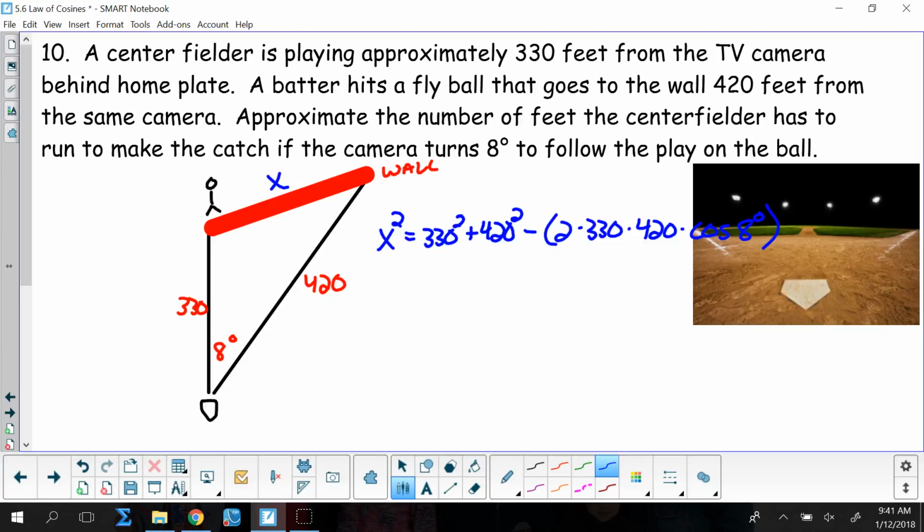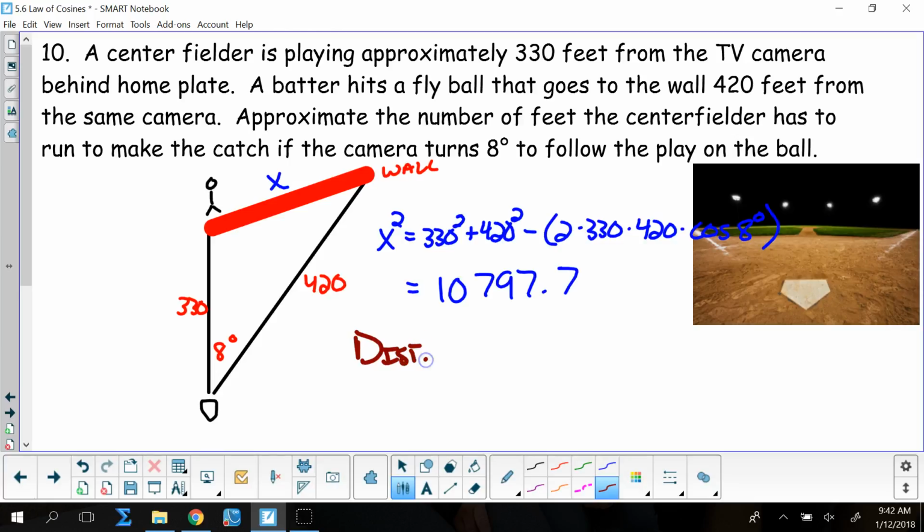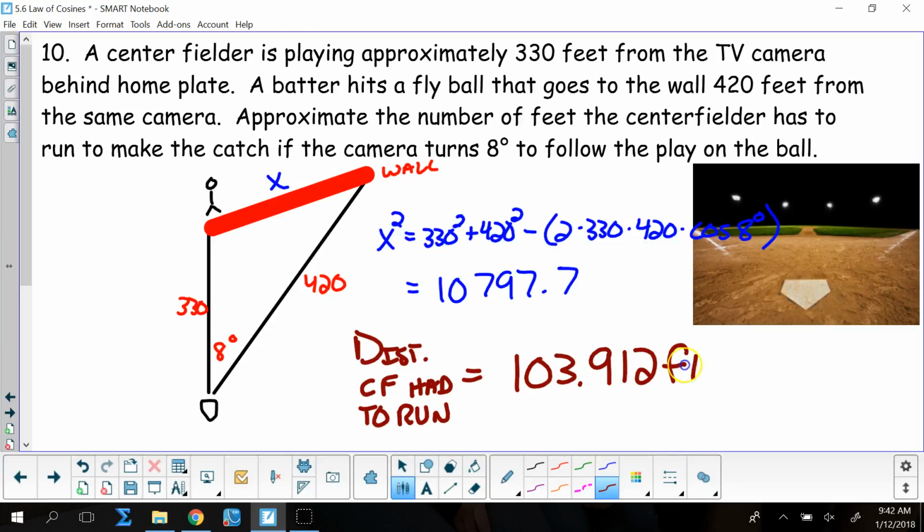Yes? Okay. So I get x squared here is 10,797.7. So I get the distance the center fielder had to run is 103.912 feet. Yes? Questions on either one of those?